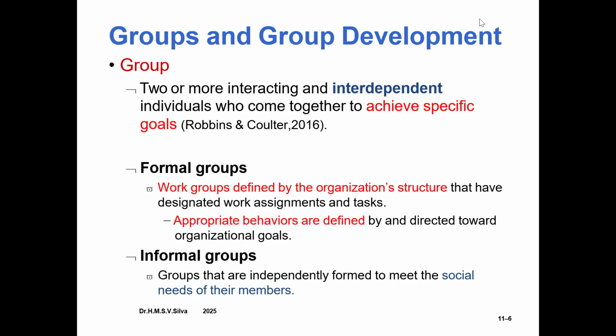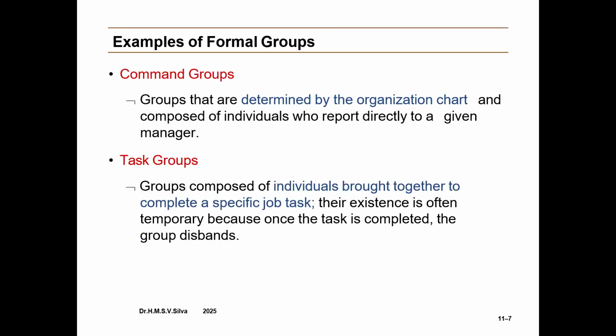But in an organization, an informal group cannot be ignored, because many bosses make use of these informal groups, especially as whistleblowers, to know the secrets of the group. So right now we have discussed that groups can be formal and informal. Further, we can divide them as command group and task group. A command group is determined by the organization chart and composed of individuals who report directly to a given manager. So the command group and the formal group are the same.